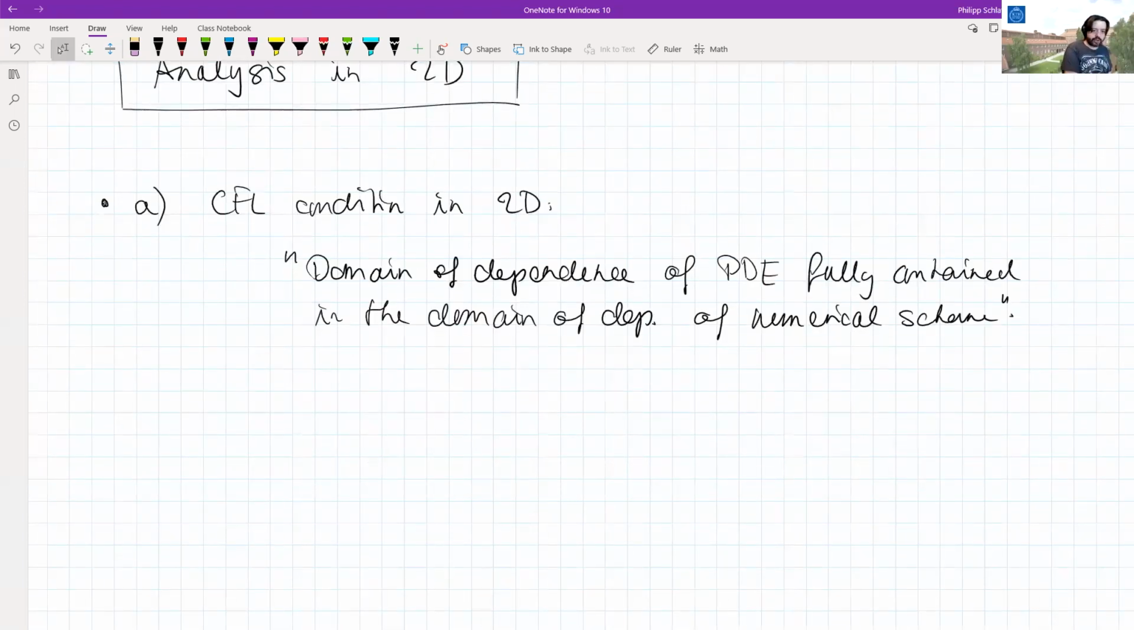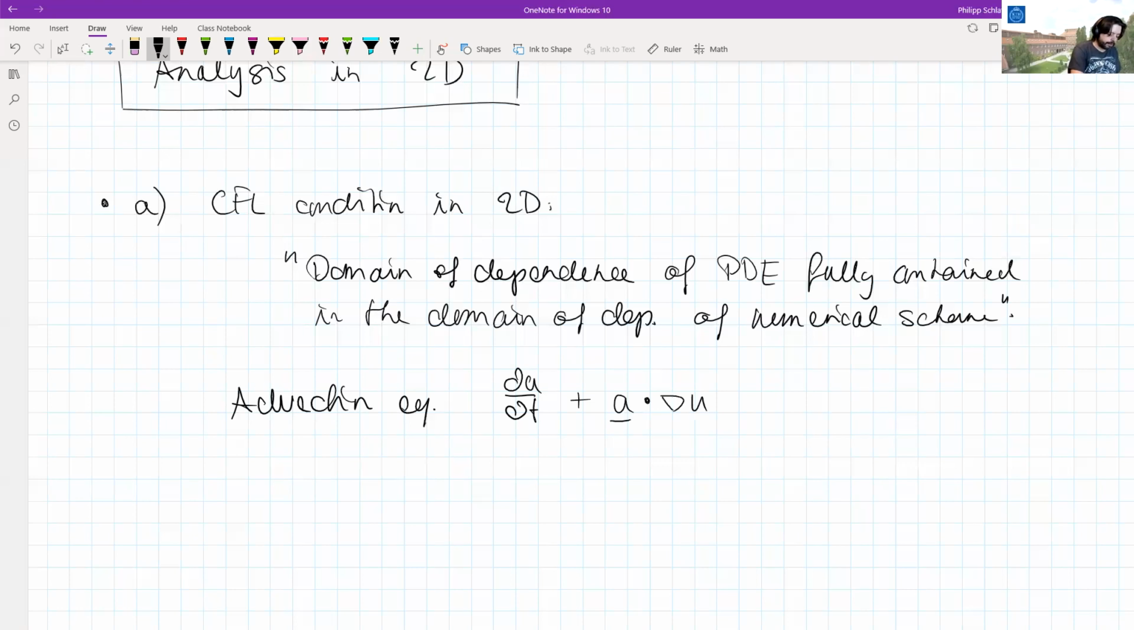Okay, so how can we do that? Well, let's look at an advection equation in 2D. The advection equation in 2D looks maybe something like this: we have du dt, but then we have a vectorial velocity, so A, and that should then be multiplied with nabla of u, being zero.